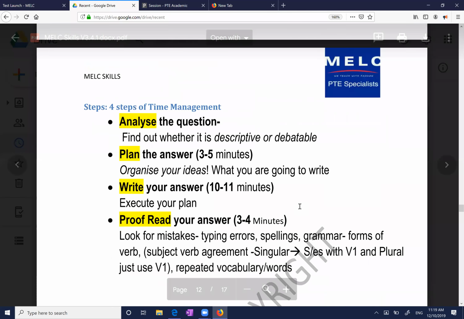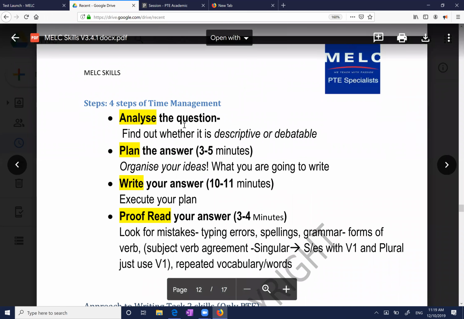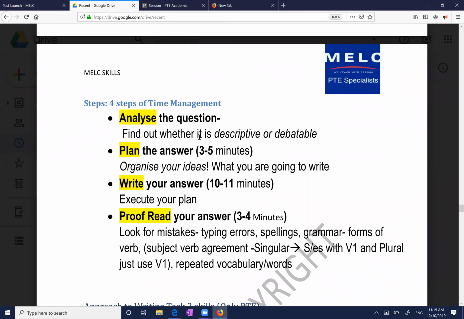Now, these are the steps of time management. Very, very important. You must analyze the question first. Find out whether it is a descriptive essay or a debatable essay. Finally, plan the answer.